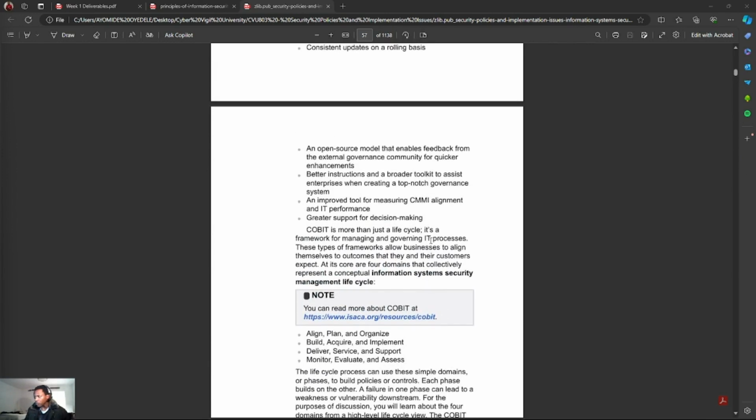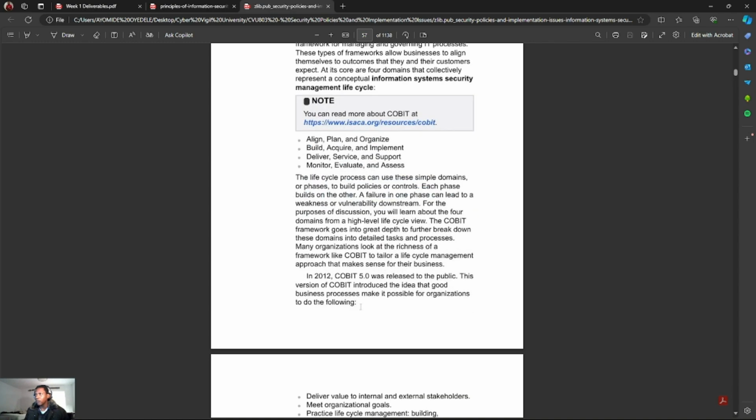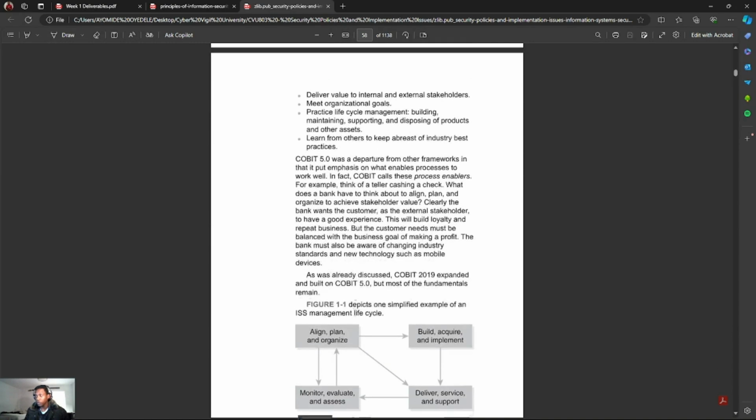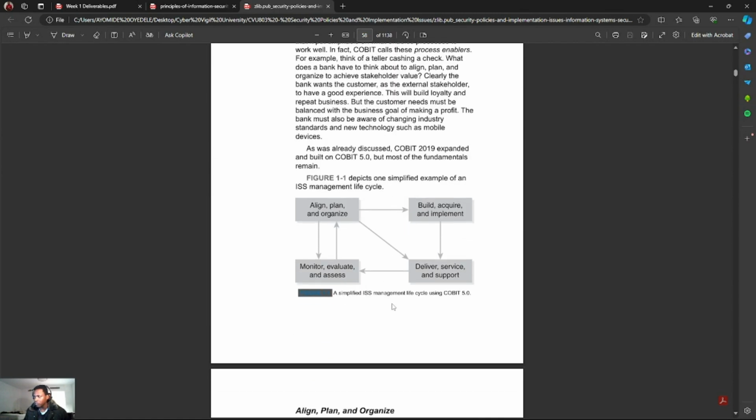And of course, when we look at things like this, we look at alignment, planning, organization, building, acquiring, implementation, delivering services and support. Again, these chapters are available for us; the resource itself is available for us to take time out and read through. Now, when we talk about the concept that I made mention of earlier, you can see how they are all connected with one another.